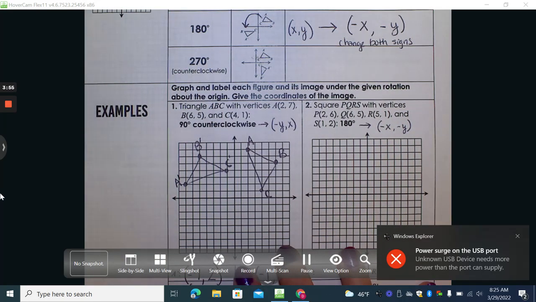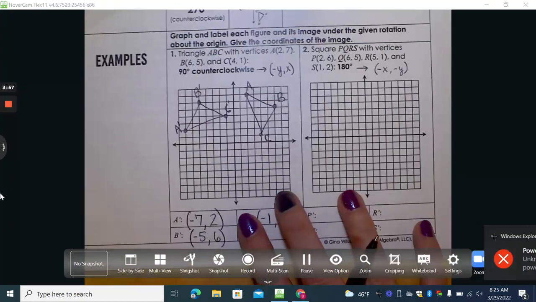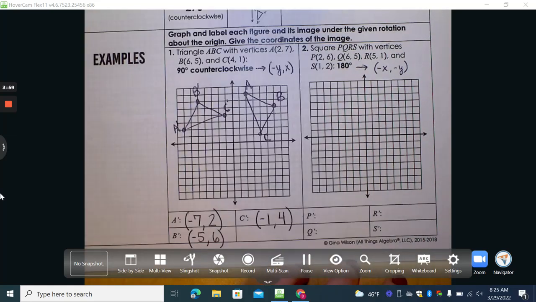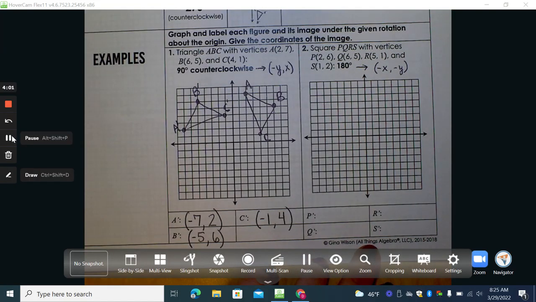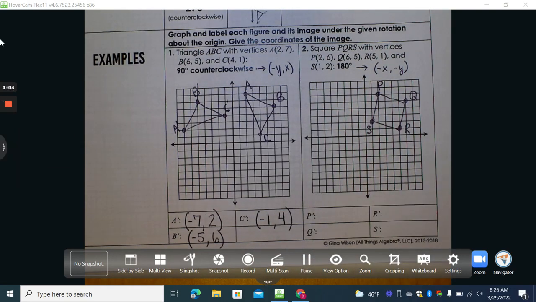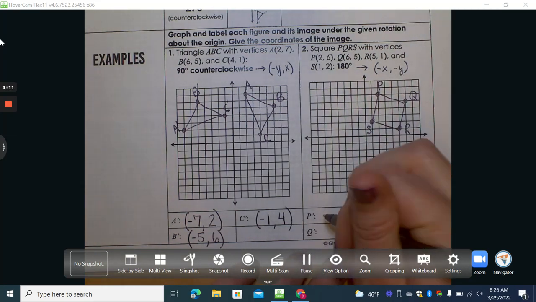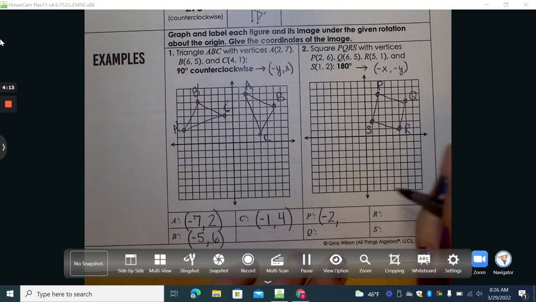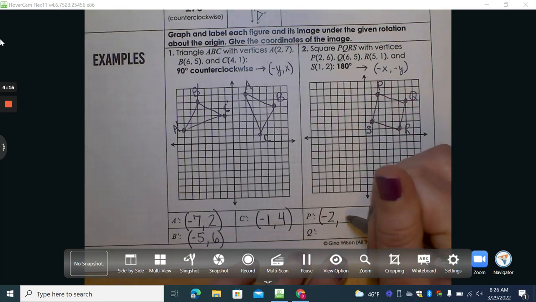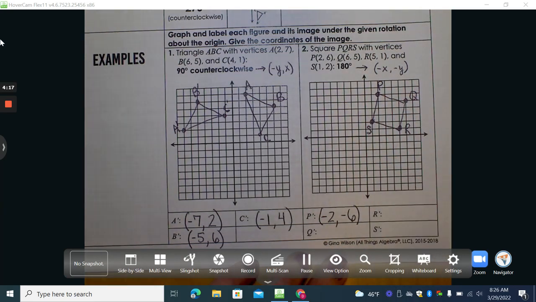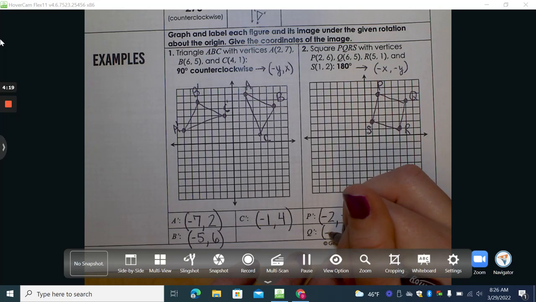I'm going to move my screen up so I can fit everything in. Let's go ahead and start by graphing PQRS. Take a moment and graph that image. So pause your screen and make sure you have PQRS graphed. And then all we're going to do is change our signs. So if I have a positive 2, this is now going to be a negative 2. If I have a positive 6, this is now going to be a negative 6. And I'm going to do that with all of them.